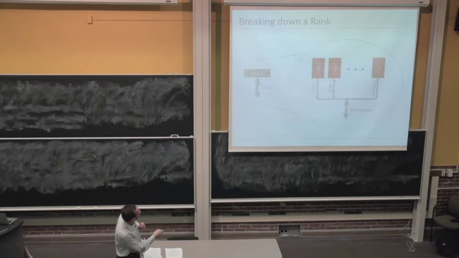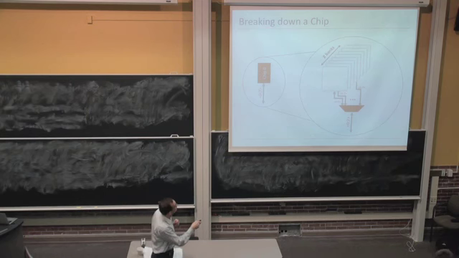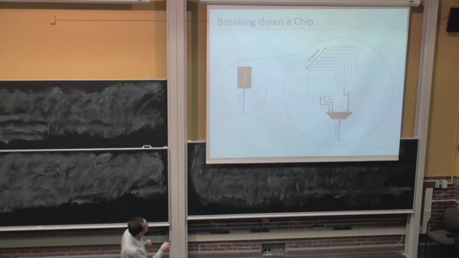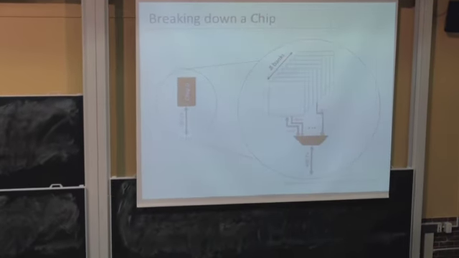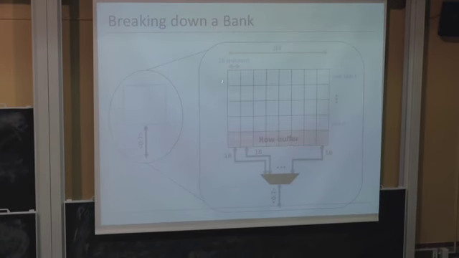And let's take a chip and break it down. It consists of multiple banks which can be accessed independently so that you can improve parallelism. This is an interleaving concept. And if you break down one of these banks, what you get is a two-dimensional structure, right? Rows and columns. And this is one example.